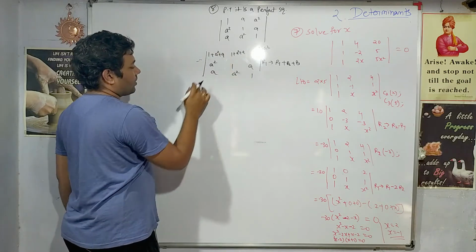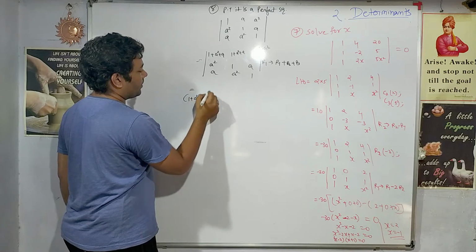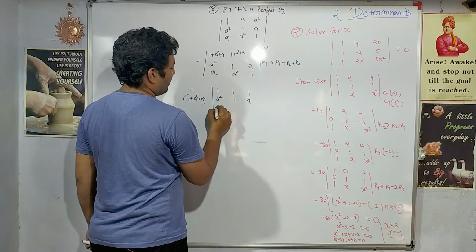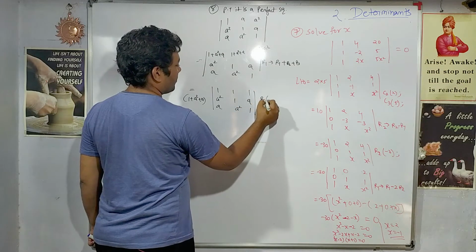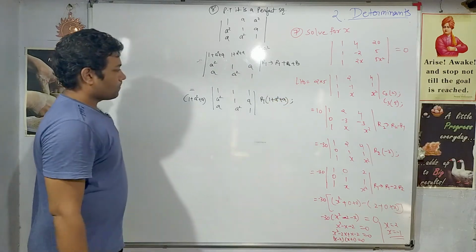Now from the first row I can take this part common, 1 plus a square plus a. So the row becomes 1 1 1, and the other rows are a square 1 a, square 1. I will write down that from the first row I have taken this part common.